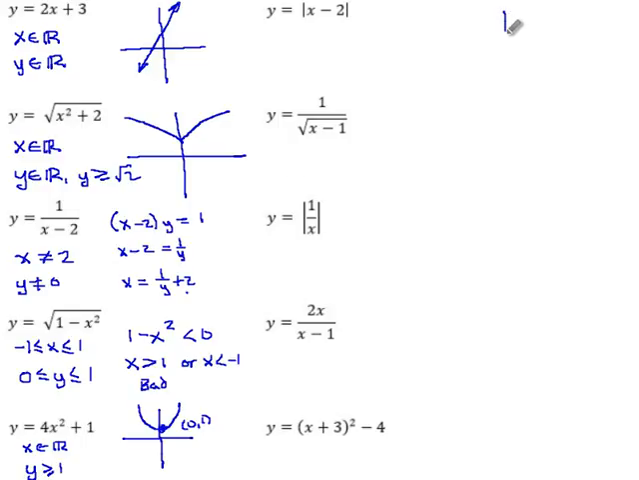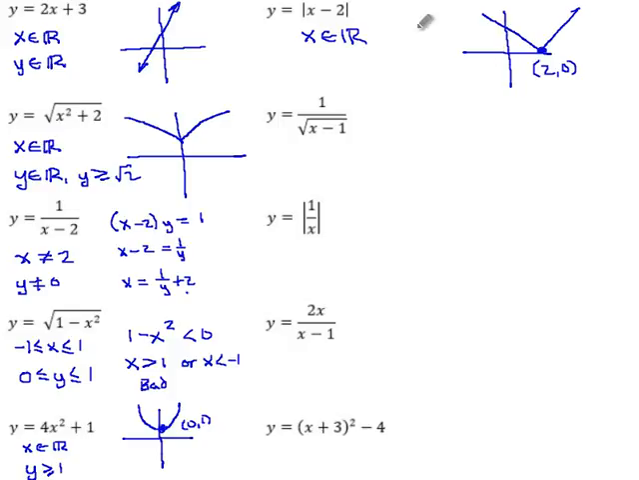Absolute value of x minus 2 is a v-shape, like so, which has its vertex at (2, 0). Is there any x value we can't use? No, not really. x can be anything.